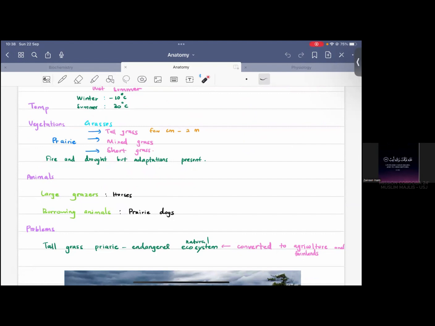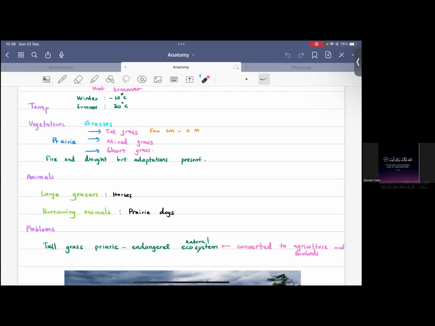Prairie, what is prairie? It is temperate grassland. That's the name given to temperate grassland in North America. These prairie grasslands you can divide into three: the grassland with tall grasses, the grassland with mixed grass, and the grassland with short grass. They divide according to the three types of grass. The tall grass can vary in height from a few centimeters to 2 meters, so it is very tall. But then the others they haven't given.